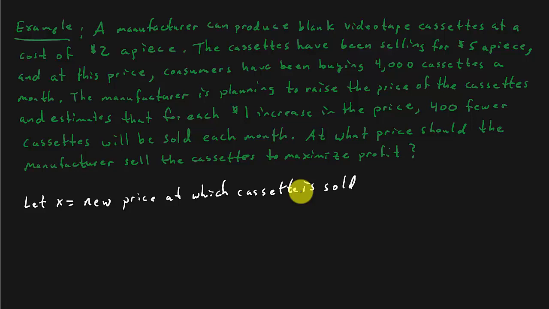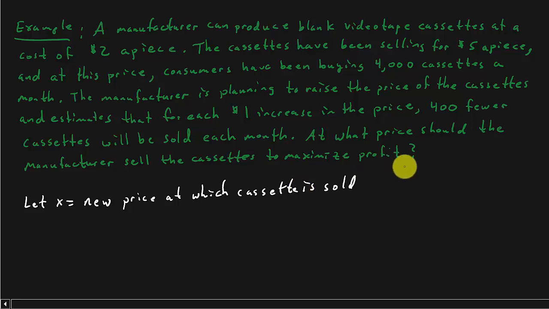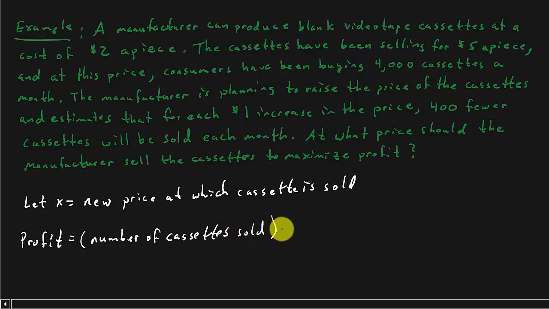Now, we do want to maximize the profit, so we know we're going to need our profit function. So let's just write down what the profit is. The profit is the number of cassettes sold times what? Times the profit per cassette. That's the profit.